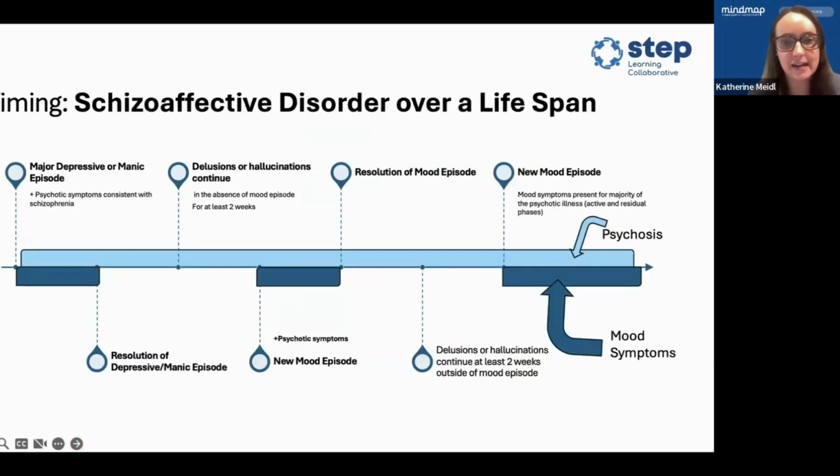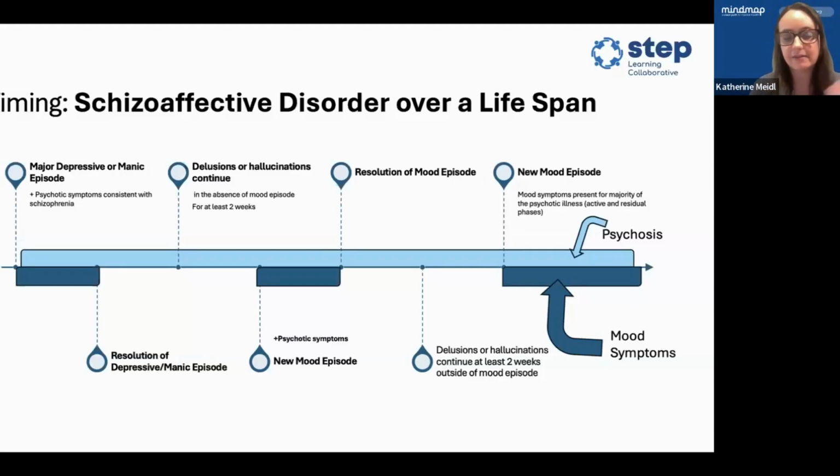And then in considering timing as well, in addition to just thinking about the length of time of the episodes, if you have a patient who has mood symptoms in addition, another thing that's going to be really valuable to think about is schizophrenia versus schizoaffective disorder versus a major depressive episode with psychosis or a manic episode with psychosis. So over the next 3 slides, I wanted to just map out a patient's lifespan and how thinking about the timeline of a patient's life can be helpful in differentiating these conditions.